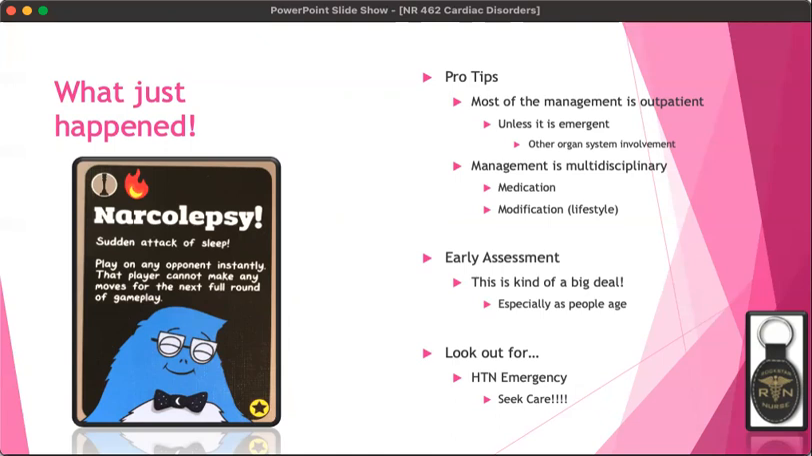And always, always, always be on the lookout for emergent hypertension, because that's when all the bad stuff happens. And we want to encourage people to go to the emergency room if your blood pressure is over 200 over 100. That's what we got with hypertension.